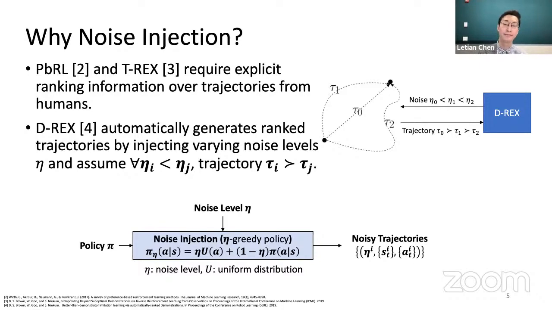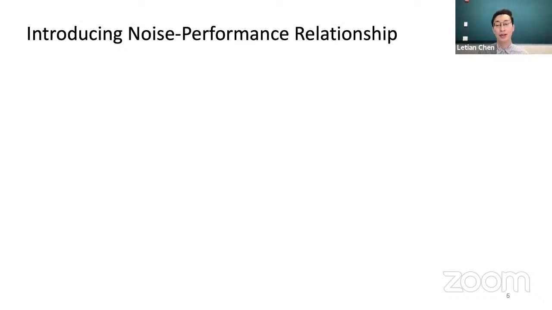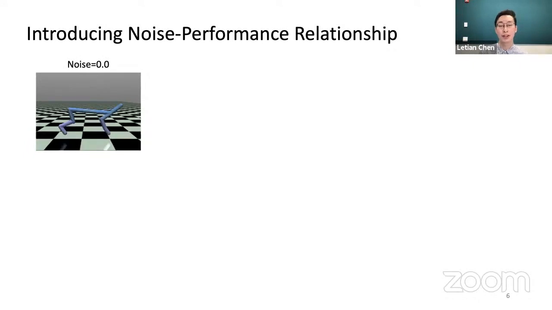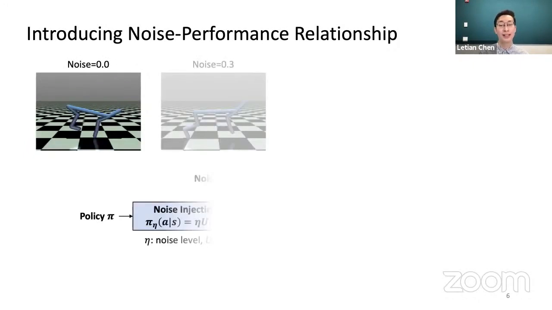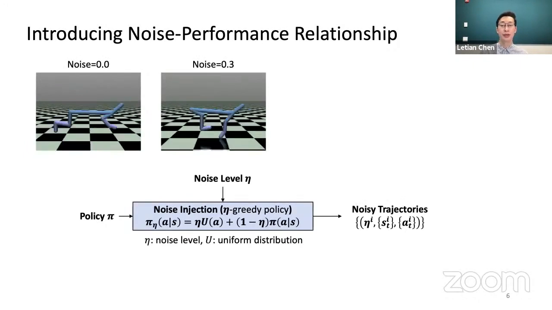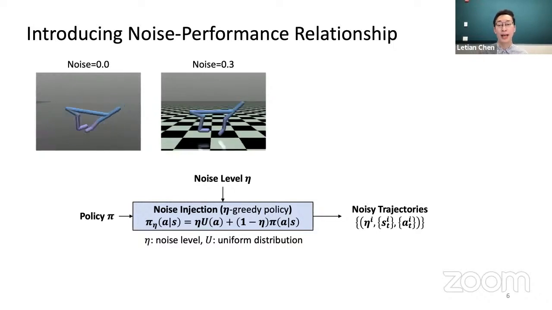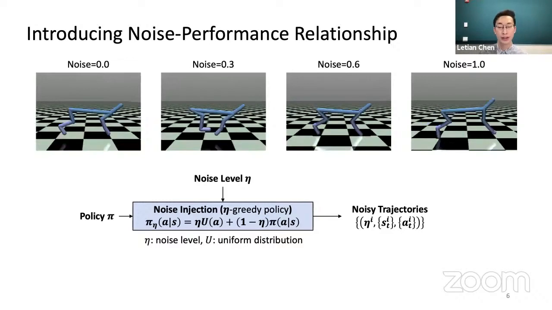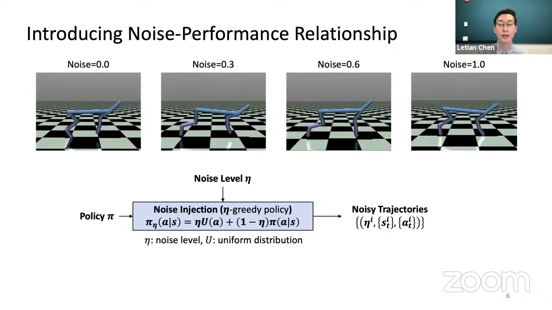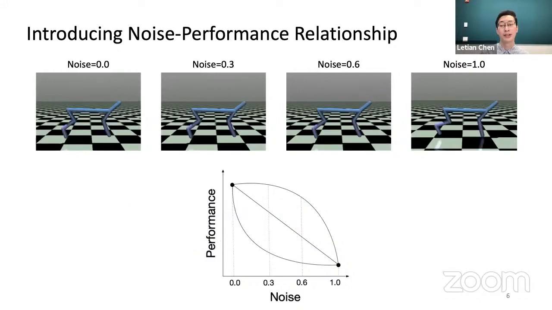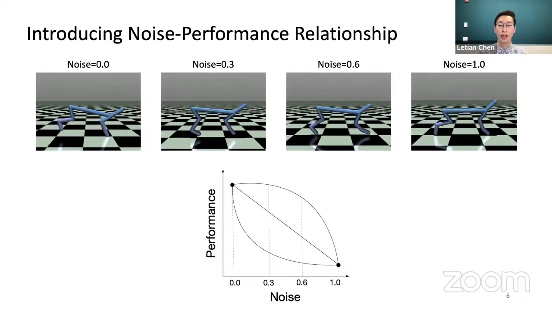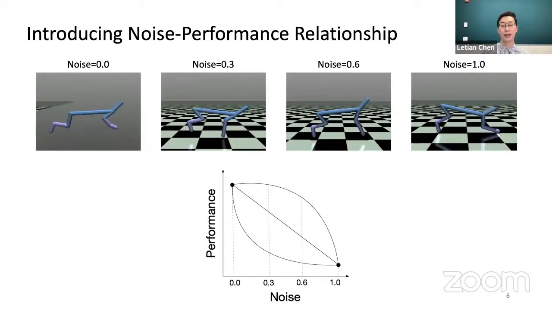Next, let me introduce what the noise performance relationship is. Here is an optimal policy trained by soft actor critic on half cheetah. If we inject the noise into the policy, the performance will drop. And with more and more noise injected, the performance becomes worse and worse. But how does the performance degrade with varying noise levels? Is it a linear relationship, an exponential relationship, or a logarithmic relationship?